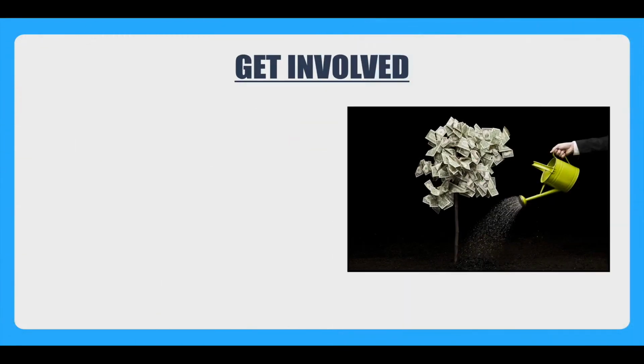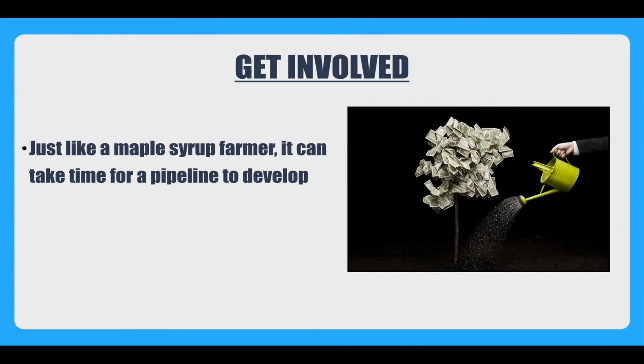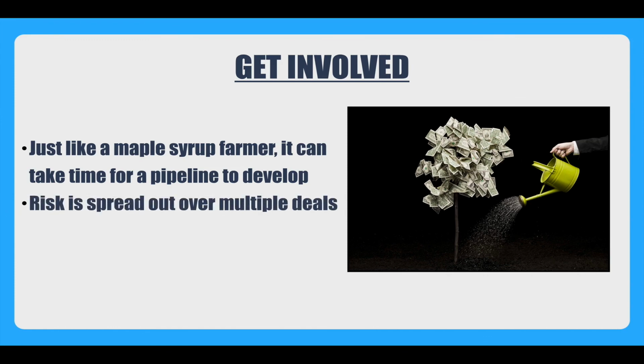Just like the maple syrup farmer, it can take time for a pipeline to develop. The risk is spread out over multiple deals, and you get to actually own the system.